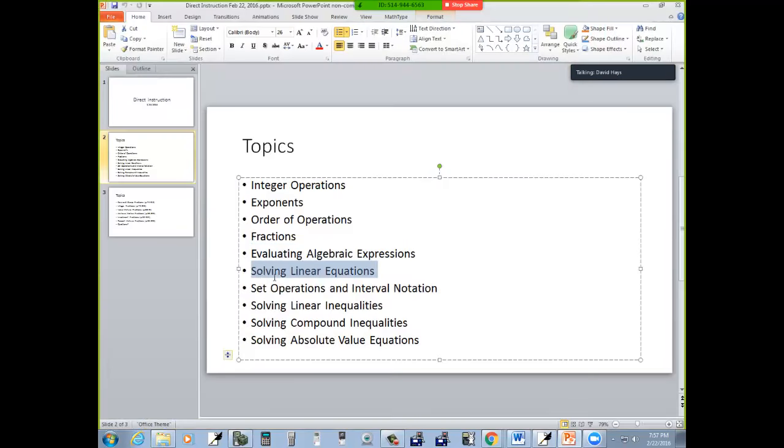Now the next topic is solving linear equations.